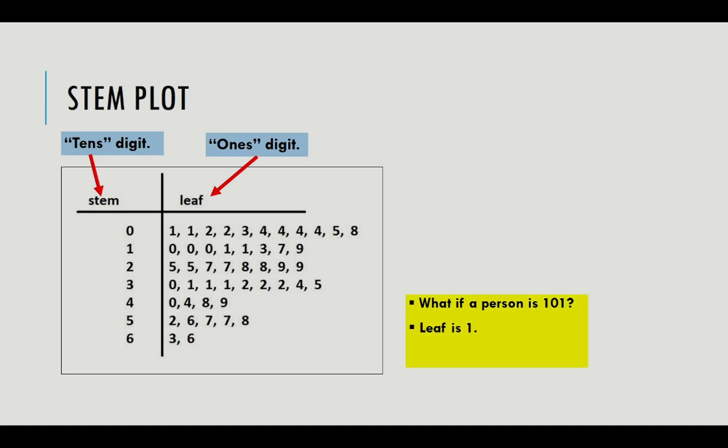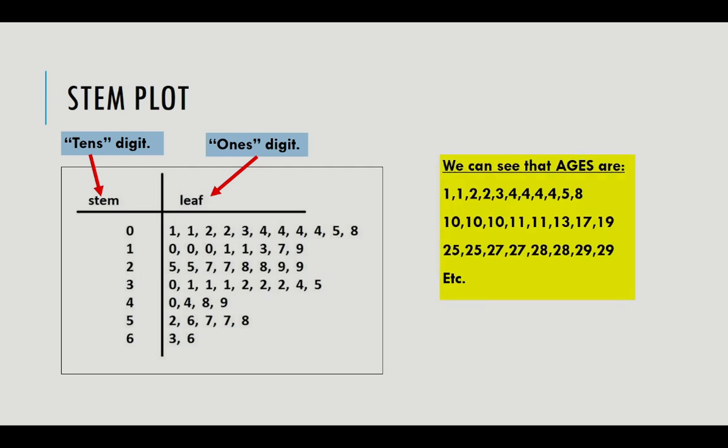Well, remember, our leaf is that ones digit. So we have a 1 for the leaf. What's our stem going to be? Well, our stem here is 10. So from this stem plot, we can see that our ages are 1, 1, 2, 2, 3, 4, 4, 4, 4, 5, 8. You get the idea.